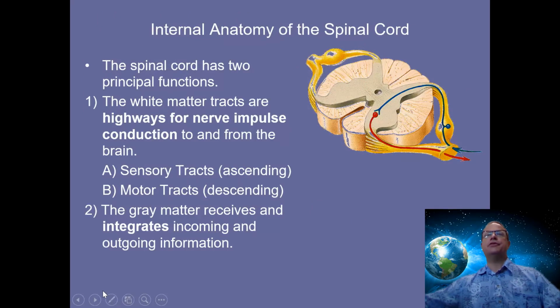Okay, the white matter is not central processing. The white matter, remember, are just myelinated axons that are running either up the spinal cord towards the brain or down the spinal cord towards the effector organs. And the white matter is essentially transmitting information to and fro.